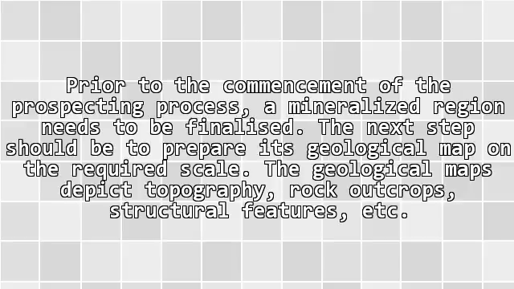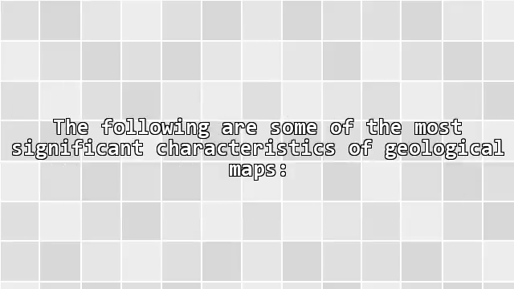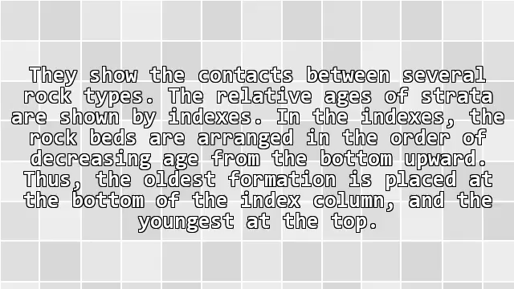The geological maps depict topography, rock outcrops, structural features, etc. The following are some of the most significant characteristics of geological maps. They show the contacts between several rock types. The relative ages of strata are shown by indexes. In the indexes, the rock beds are arranged in the order of decreasing age, from the bottom upward. Thus, the oldest formation is placed at the bottom of the index column, and the youngest at the top.